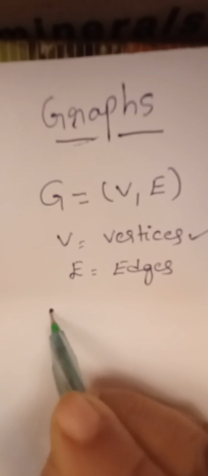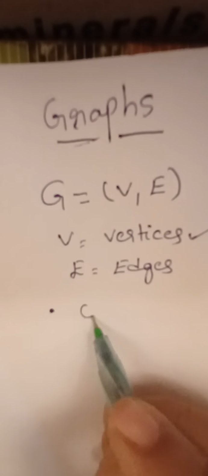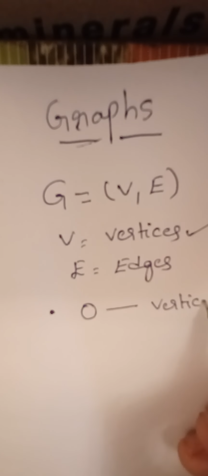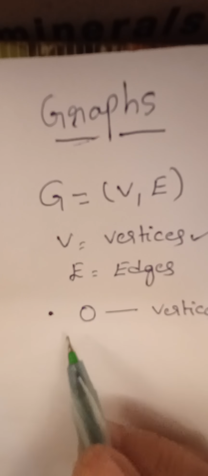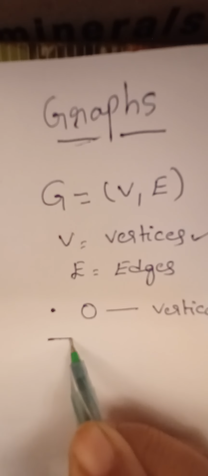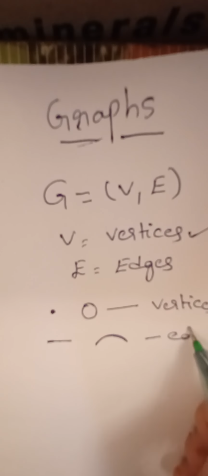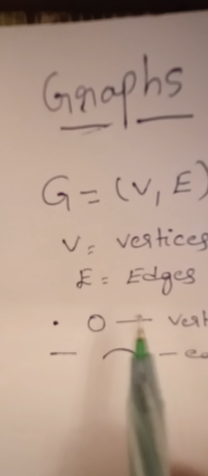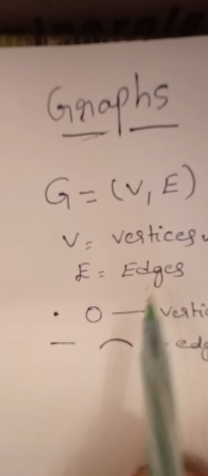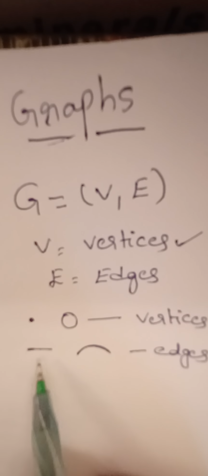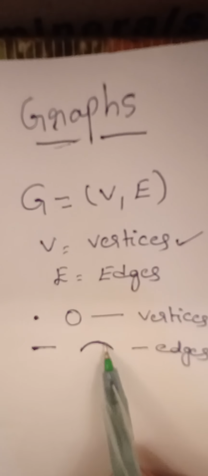Vertices are represented with a dot or circle. These are the representation of vertices. An edge is represented with either a line or an arc. These are the representation of edges. So what is a graph? A graph is represented with G. G equal to V comma E, a set of vertices and edges. Vertices are represented with dot or circle and edges are represented with line or arc.